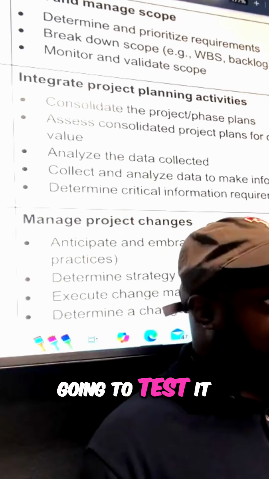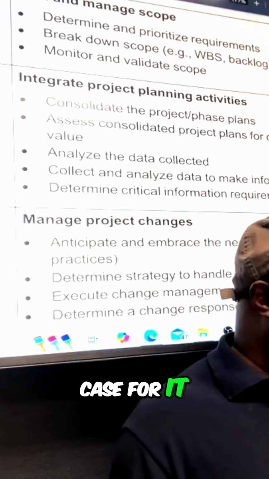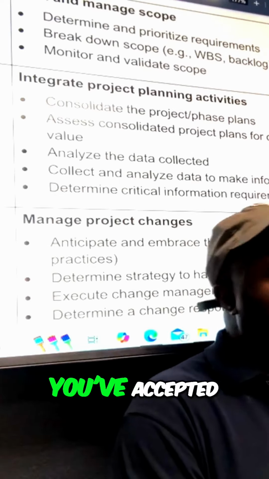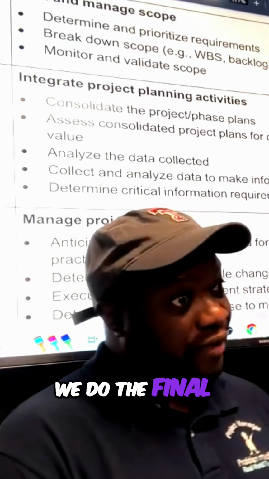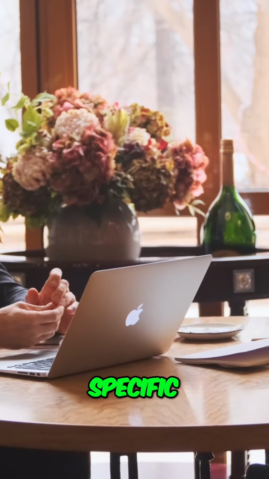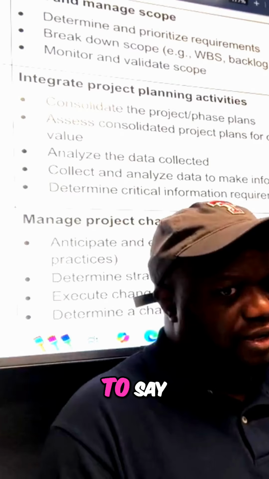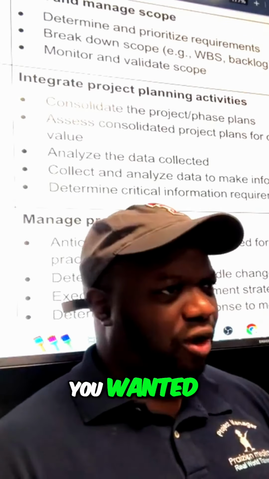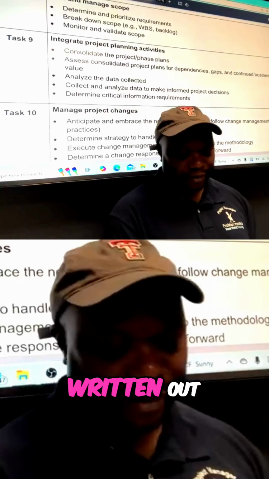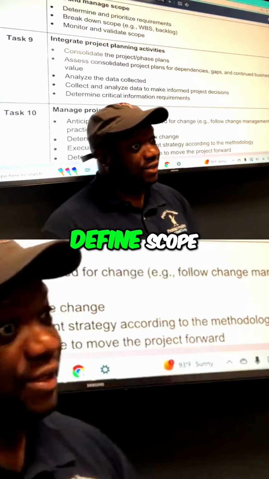This is how we're going to test it. This is a use case for it. And then this is how we know that you've accepted it when we do the final testing. So it's very specific, and it's hard to say, well, I didn't know what you wanted when everything is very clearly written out. Then we do define scope.